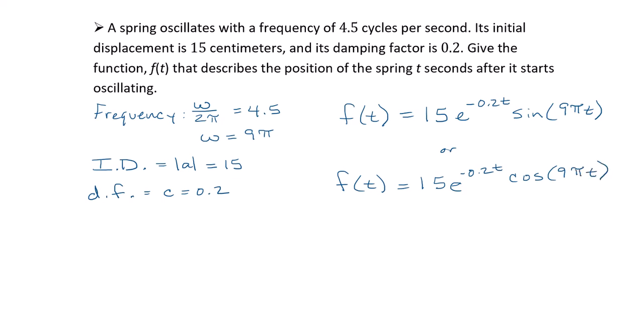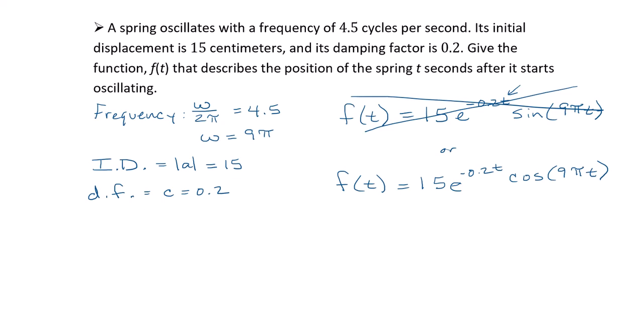Now, what happens when time is 0? When time is 0, I have here the sine of 0. And I know that the sine of 0 is 0. E to the 0 is 1. But my f of t would end up equaling 0. So my initial displacement is not correct. I need to have an initial displacement of 15 centimeters. That way I know this is not going to be correct.